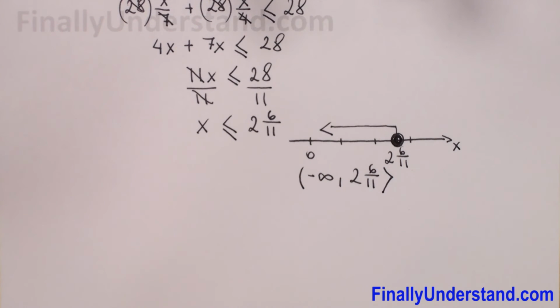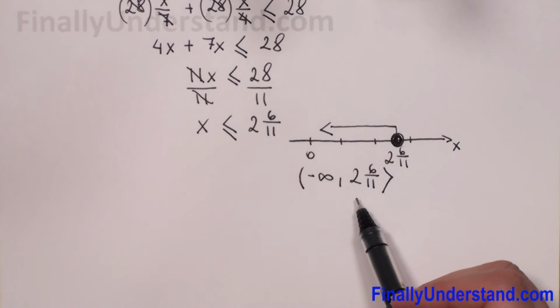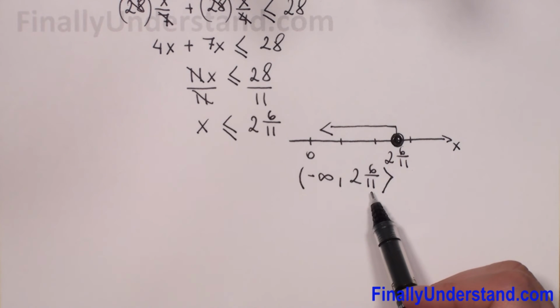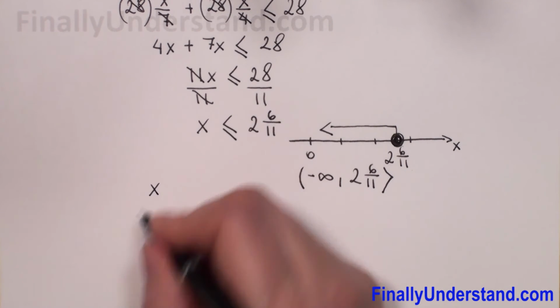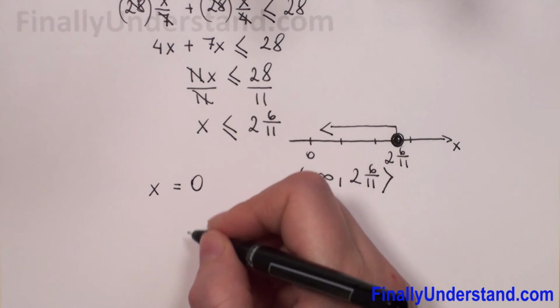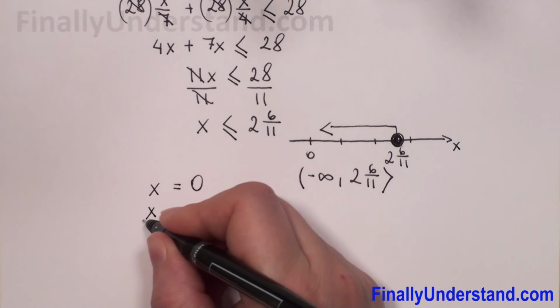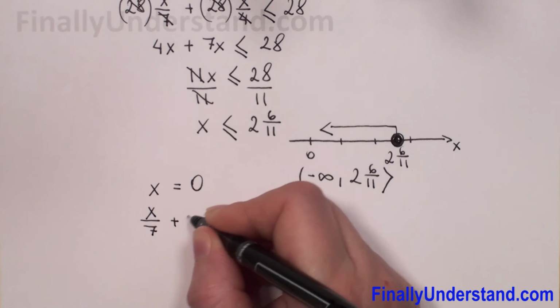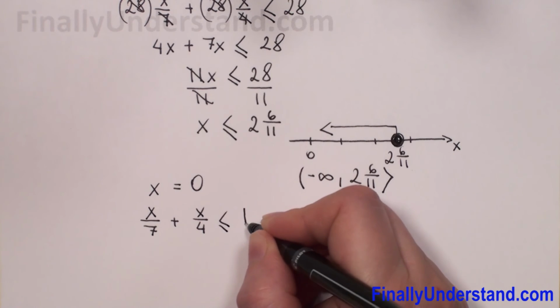Now we have to check if this solution is correct. I have to choose a number from this interval. For example, x can be equal to 0. So let me copy this example. I have x over 7 plus x over 4 is less than or equal to 1.